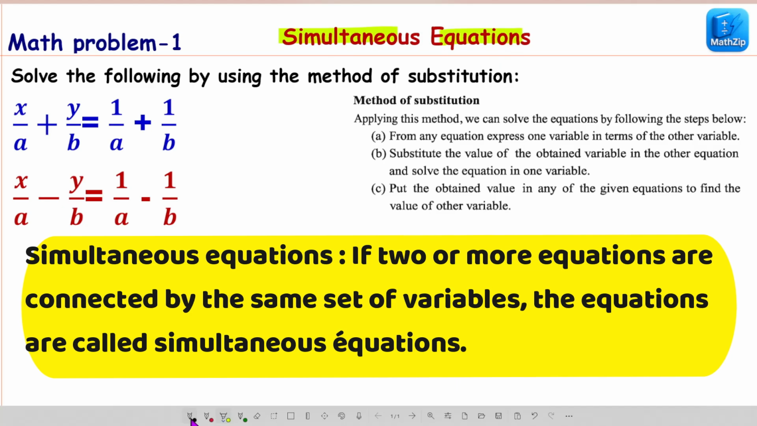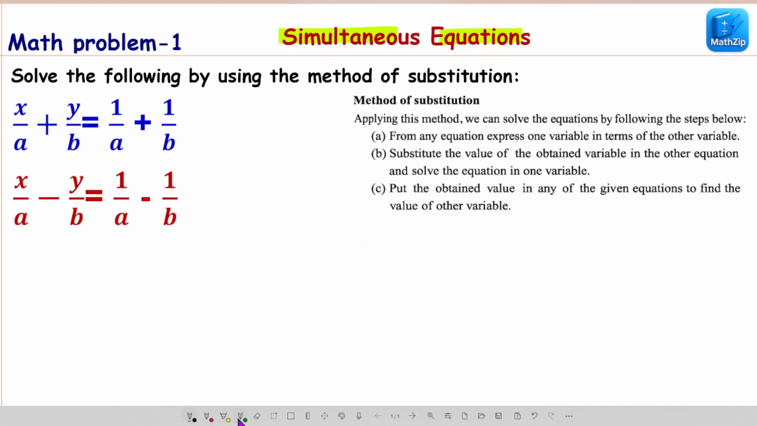In this video I am trying to solve the following by using the method of substitution. Let's start. First, we have to know about the method of substitution. Applying this method, we can solve the equations by the following steps below. First, from any equation express one variable in terms of the other variable.